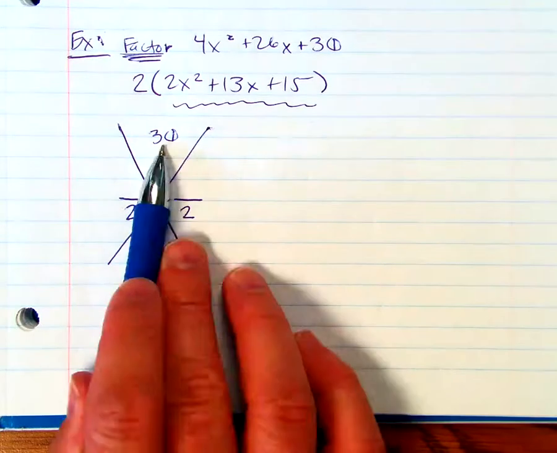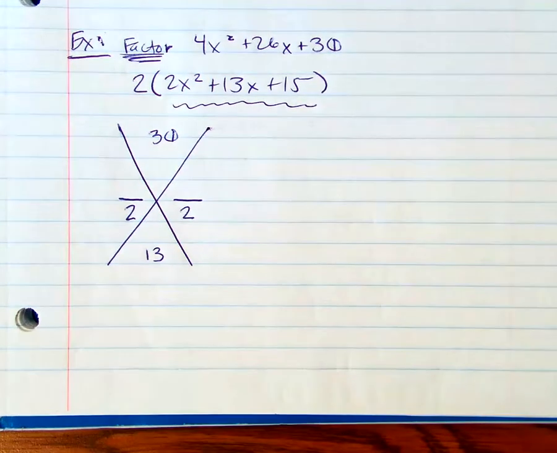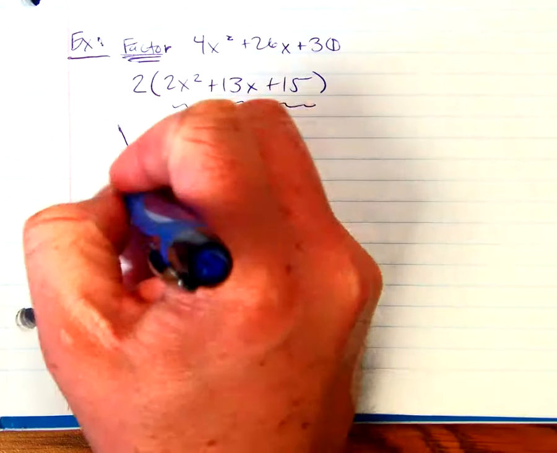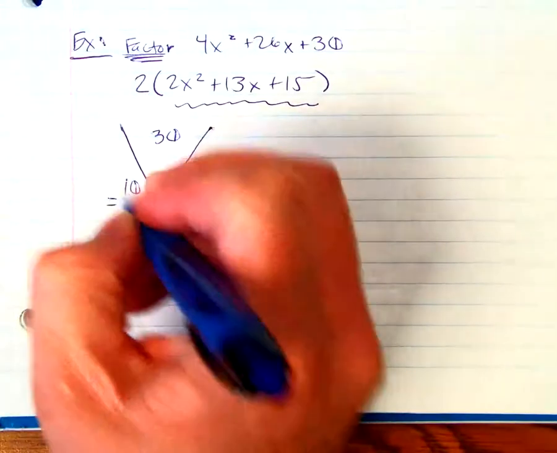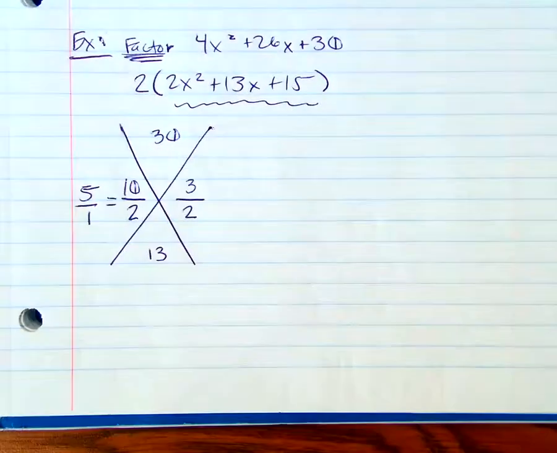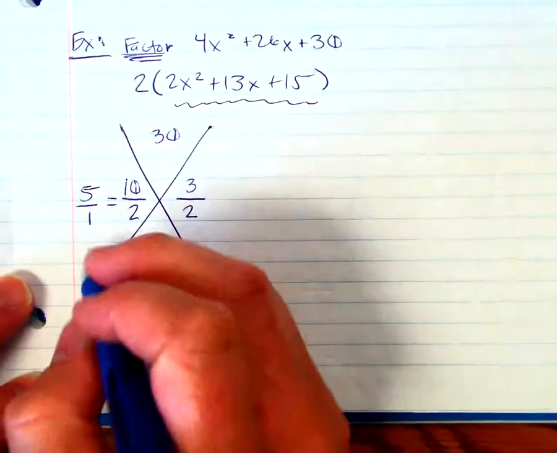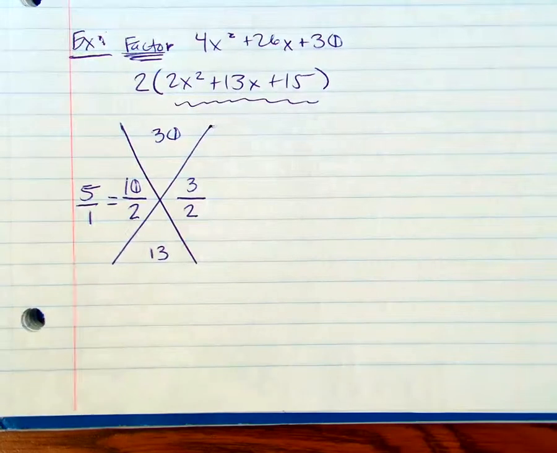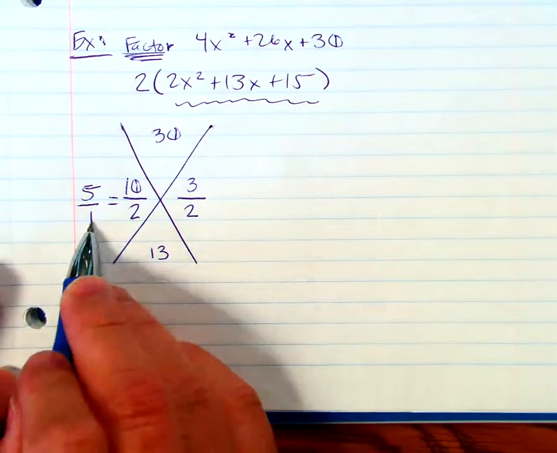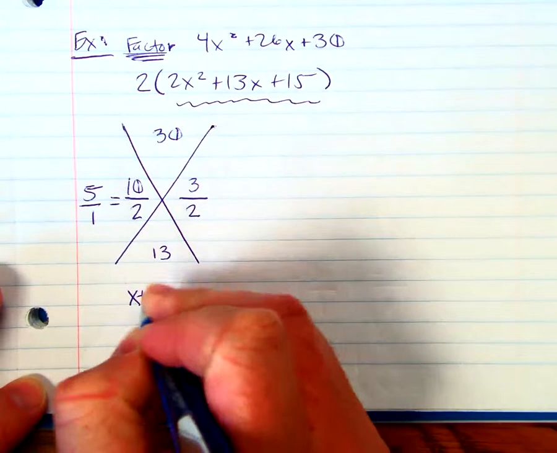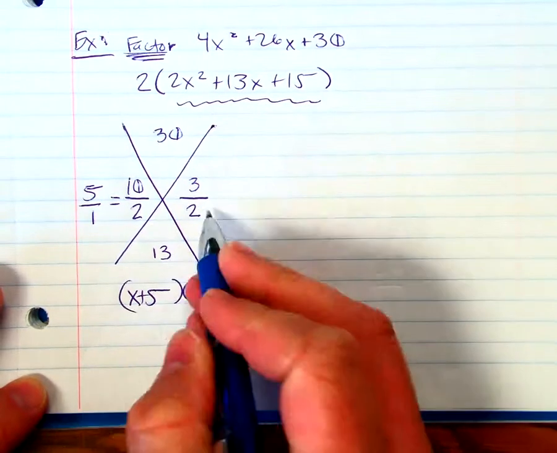If you multiply them, you get 30. If you add them, you get 13. Hannah? 10 and 3. Please do not forget to reduce. This one becomes 5 over 1. And now we can write our final answer. Here's something that a lot of people overlook, though, so please pay close attention to this. Looking at the x method, this obviously makes 1x plus 5 and 2x plus 3.